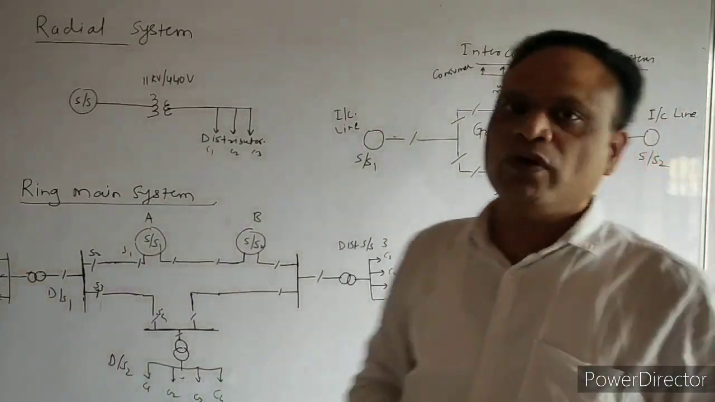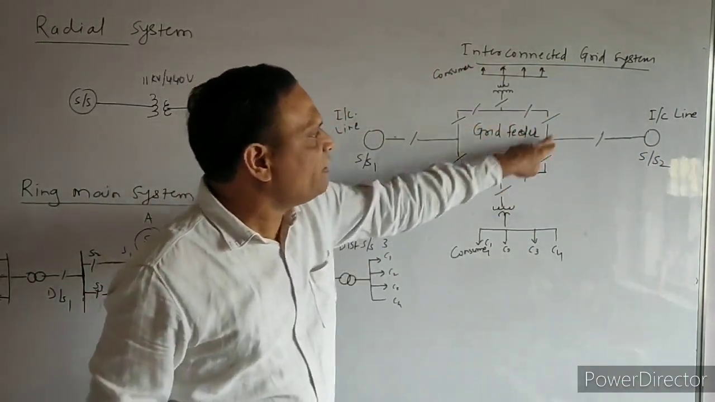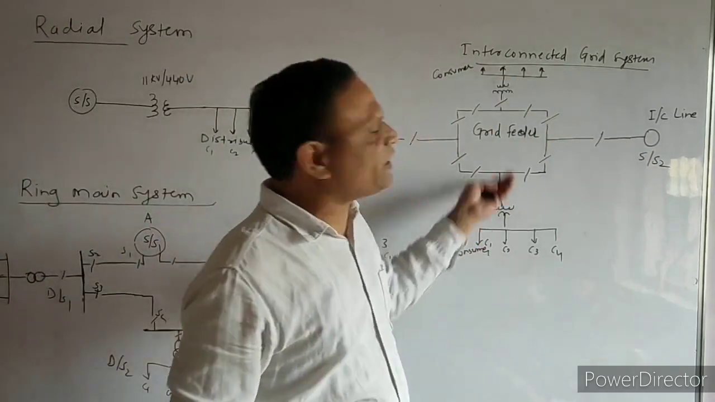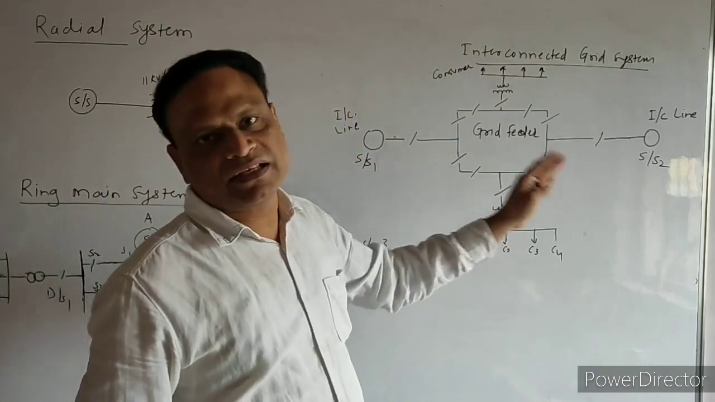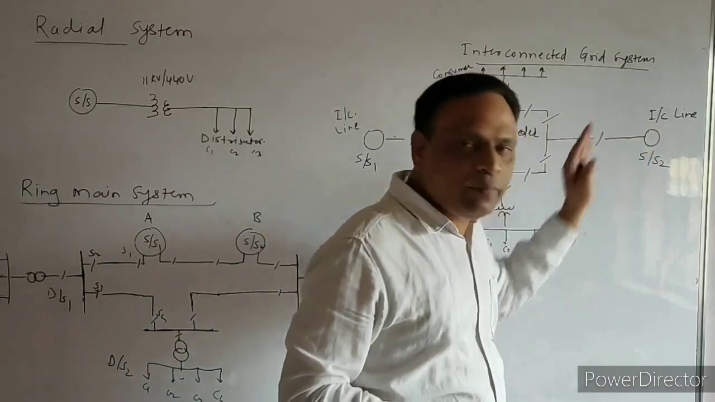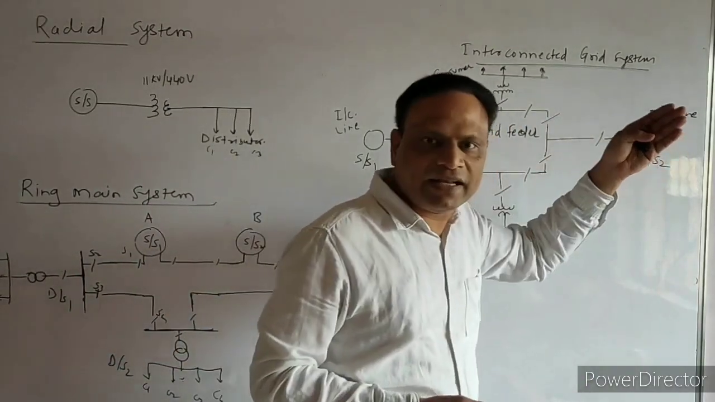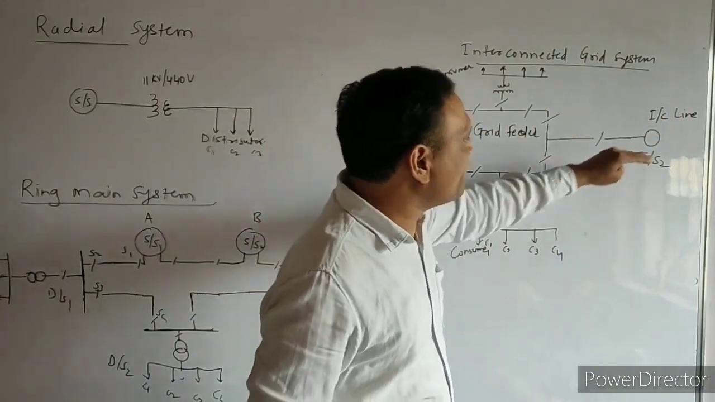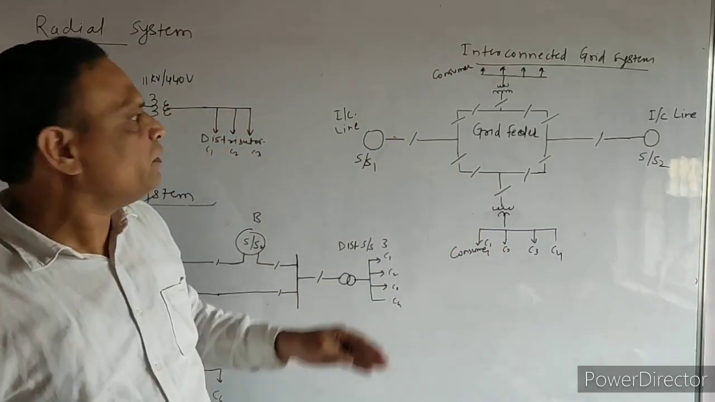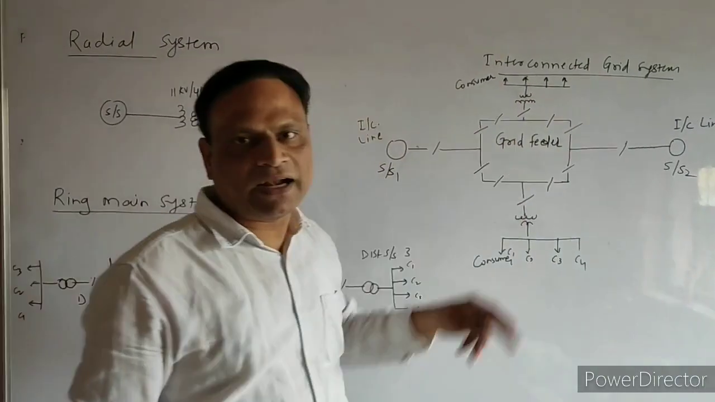Now this is the third system, what is called the interconnected grid system. You can say this is a grid feeder and it is connected to n number of switches. Now any consumer can be fed through any of the feeders. This is the best advantage of this system. The second alternative is that this is the first incoming line and this is the second incoming line. By using any one of the lines, we can charge any consumer. So one line will be in redundancy, or other feeders can be kept in redundancy.